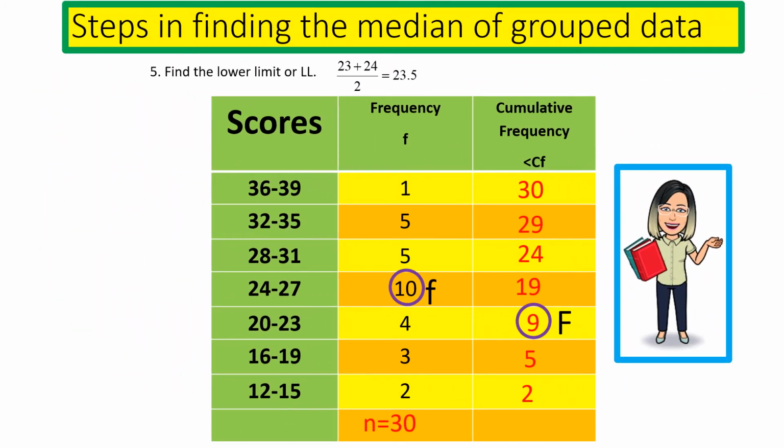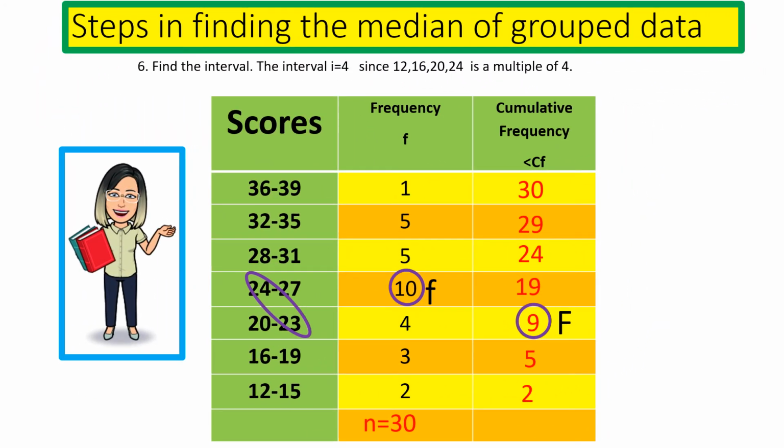We are already in step 5. We need to find the lower limit, or LL. Look at the position of capital F and small f. It has something to do with our lower limit. So we have 23 to 24. We need to find the midpoint of 23 and 24. So that is 23 plus 24 divided by 2. That is 23 and 5/10.